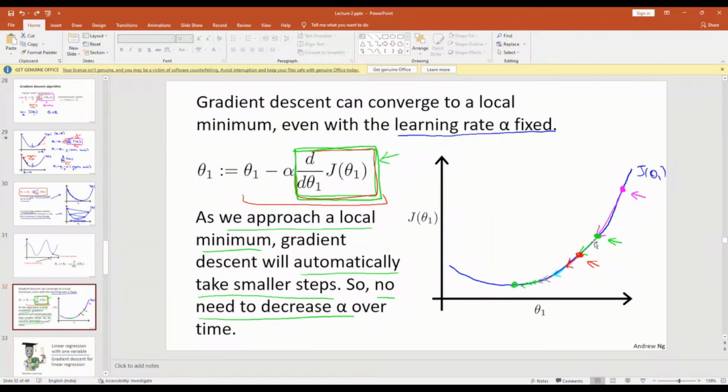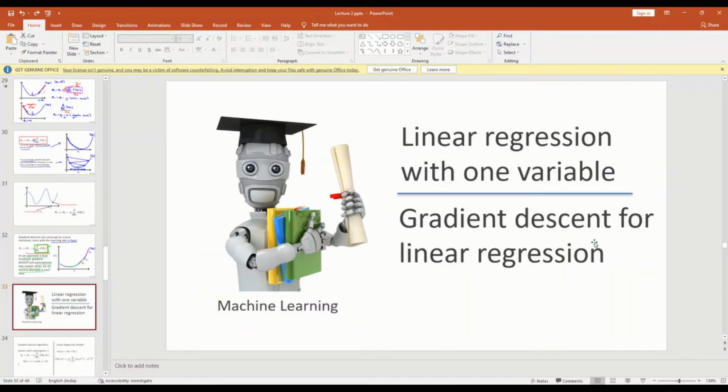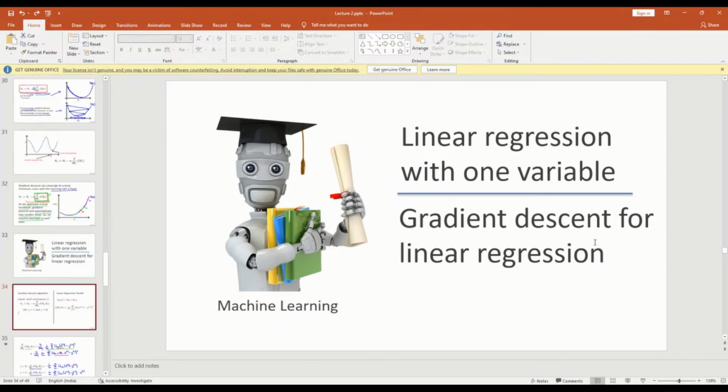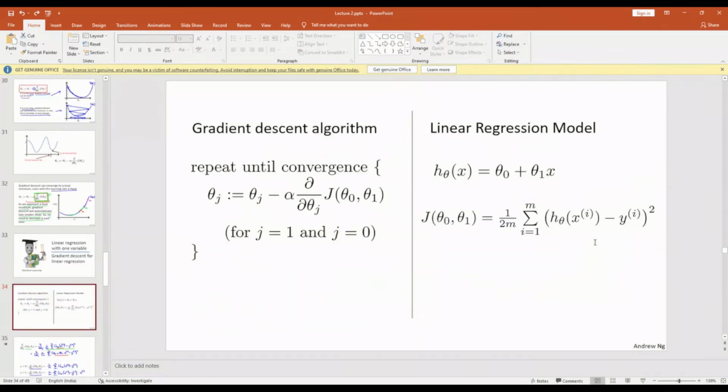So I hope you can understand what role alpha plays and what role this J theta plays. Okay, so now when we talk about linear regression with one variable and the gradient descent algorithm for one variable, this is how the algorithm would look. We just saw the same thing. Here on the right hand side, you can see the linear regression model. In that model we have our hypothesis function, that regression line which is used to predict your data.